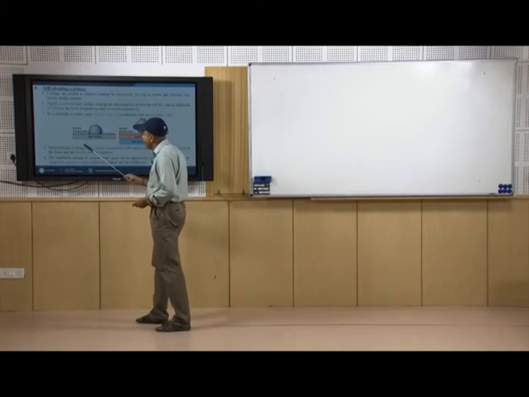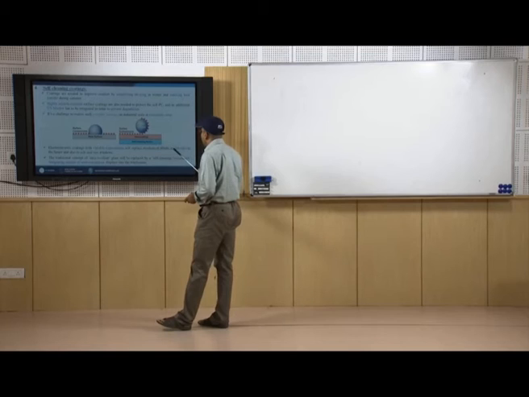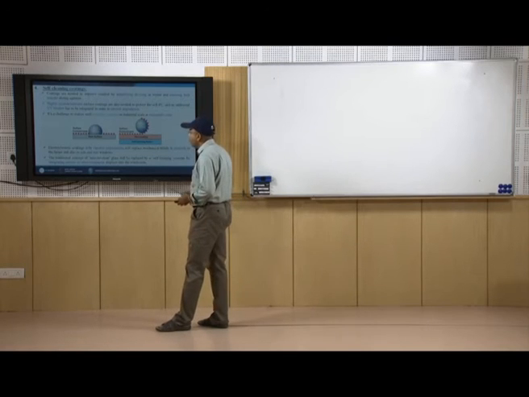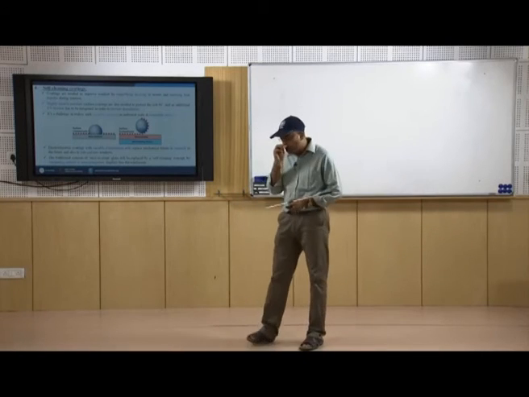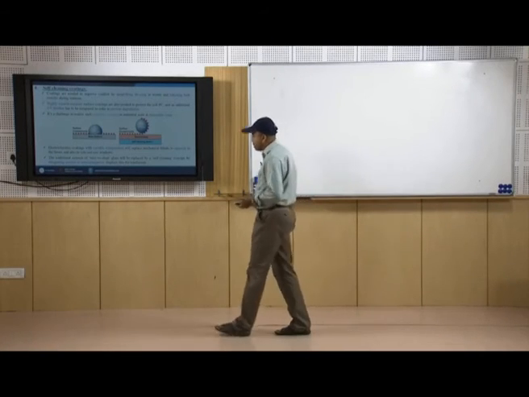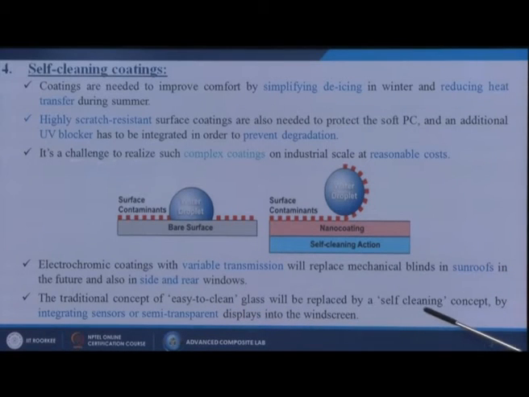Next thing is that electrochromic coatings with a variable transmission will replace mechanical blinds in sunroofs in the future, and also in side and rear windows. That is also one kind of latest technology we are trying to develop for our automotive purpose. Next, the traditional concept of easy to clean glass will be replaced by a self cleaning concept by integrating sensors or semi transparent displays into the windscreen.